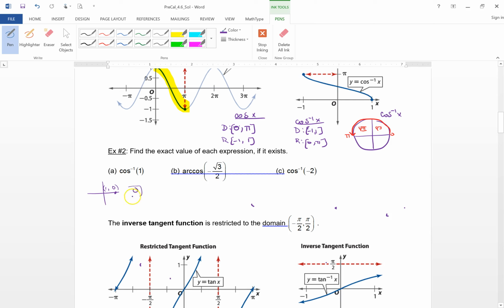Okay? All right, look at this one. Negative √3 over 2. Okay, so what's the angle, the cosine of which gives you √3 over 2? It's going to be pi over 6, right? Pi over 6. However, okay, so pi over 6.